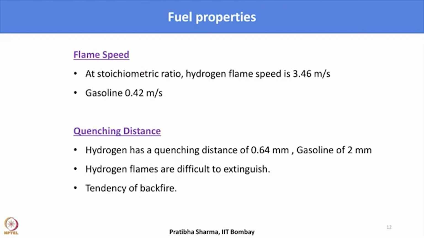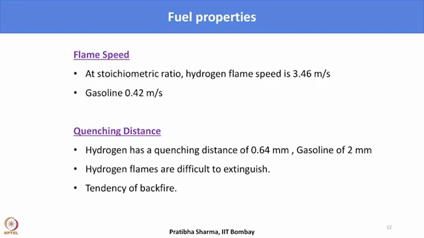Flame speed is the distance travelled by a hydrogen flame per unit time. In the stoichiometric ratio, hydrogen flame speed is 3.46 meters per second, which is again an order of magnitude higher than that of gasoline. For gasoline it is 0.42 meters per second. That means a hydrogen flame travels much faster than that of the other fuels. This can allow a hydrogen engine to more closely approach the thermodynamic cycle.